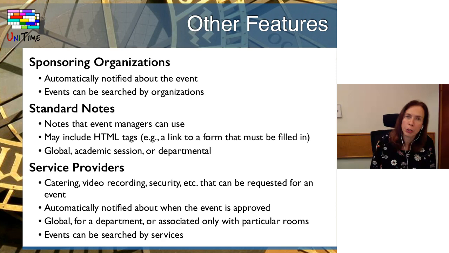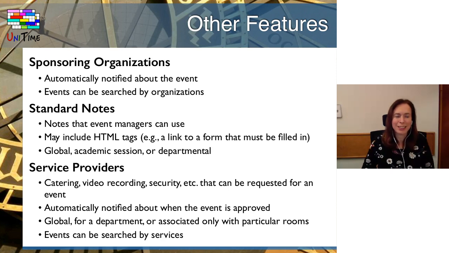There are a few more features you can use in the events. There are sponsoring organizations, which is kind of a contact, but you set up sponsoring organizations in UniTime, and that's widely used at Purdue University. Anybody from the sponsoring organization can request an event and indicate that it is for this organization, and then the events will be searchable by that organization.